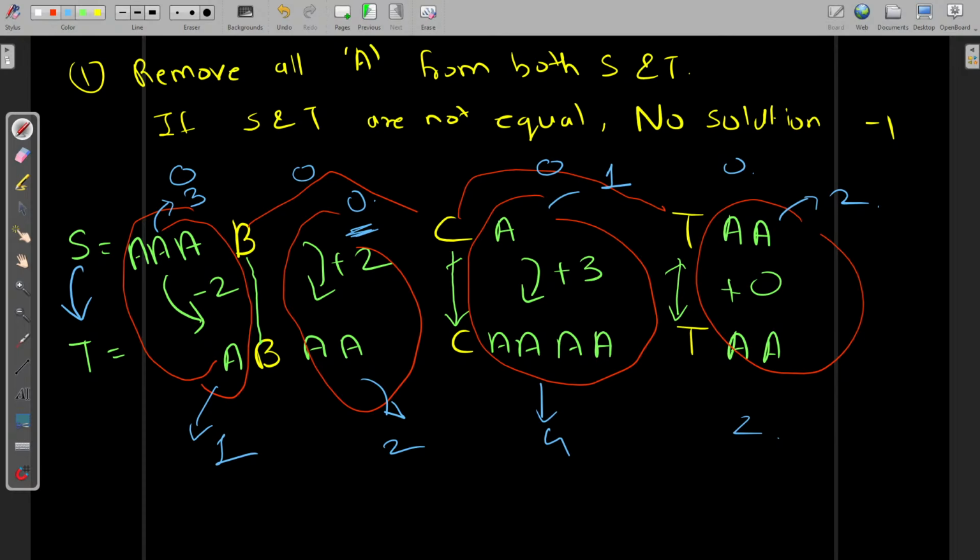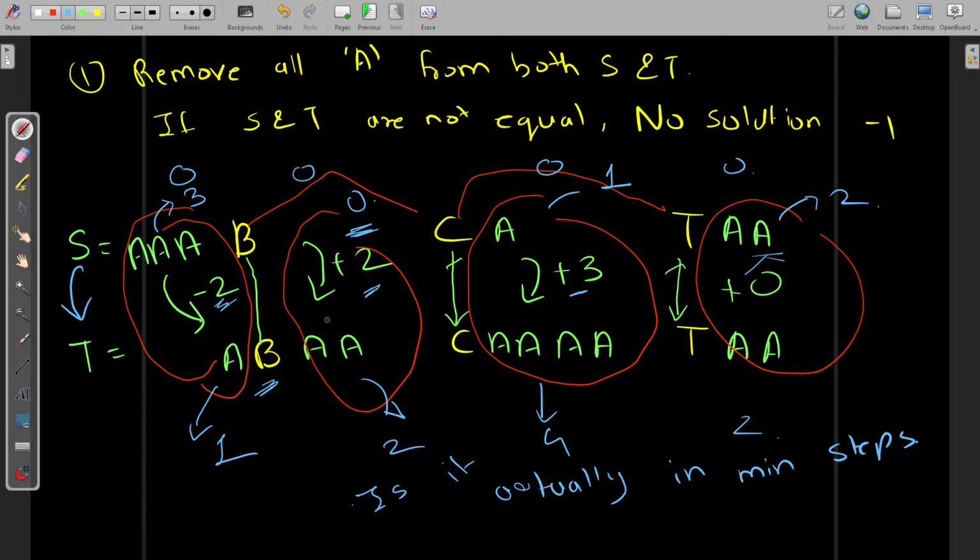Isn't that our problem? We have to perform some insertions of A, or we have to perform some deletions of A. Here we are performing a deletion, here we are performing an insertion, here we are performing an insertion, here we are doing nothing. So by performing some insertion or deletion in string S, we are making it equal to string T. And is it actually the minimum number? Is it actually in minimum steps?